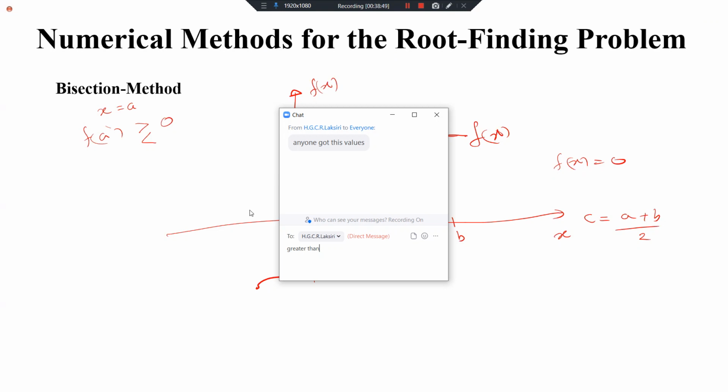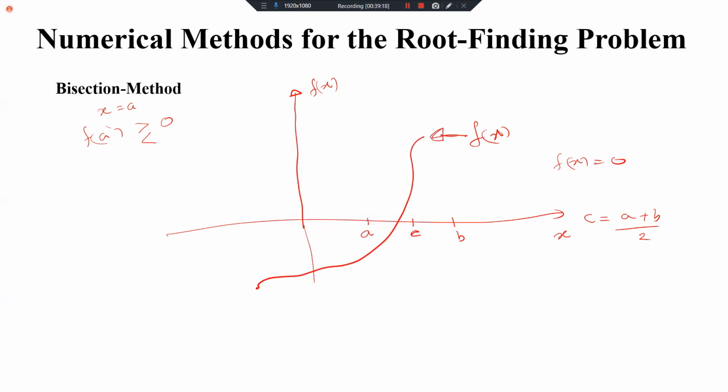Someone said that it is greater than 0. Anyone have another solution, another answer? Is it less than 0 or equal to 0? What is the answer? Is there anyone who said this is equal, or is there anyone who said this is less than 0? Anyone say that?